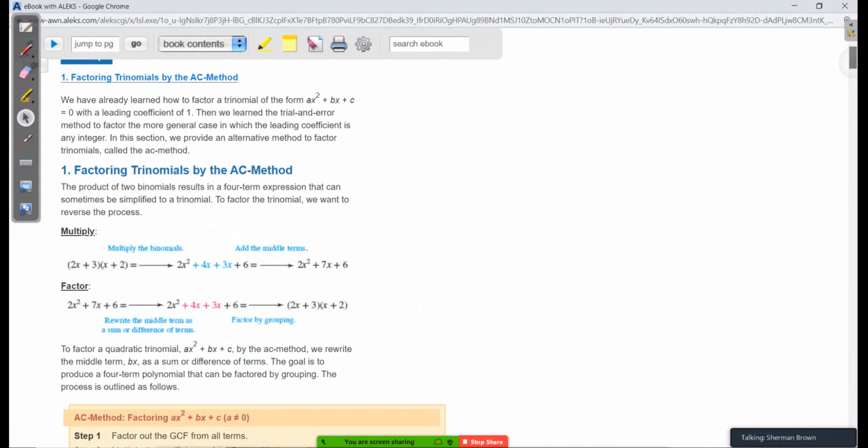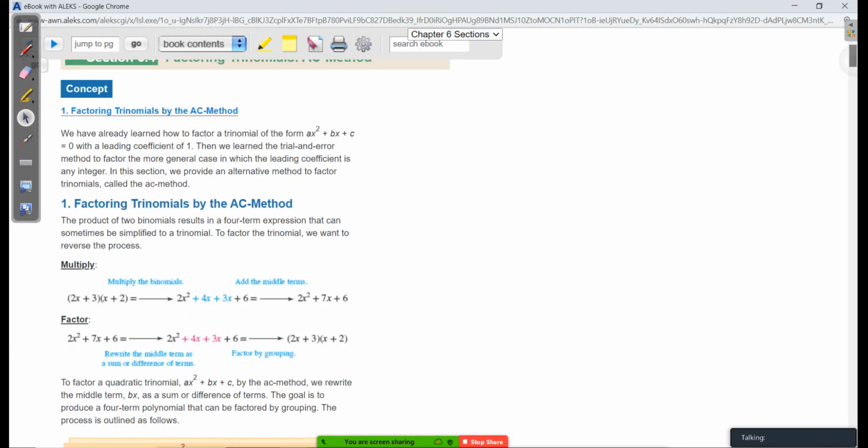All right, so it reads, we've already learned how to factor a trinomial of the form ax squared plus bx plus c equals 0 with a leading coefficient of 1, as I mentioned before, that being a 1 right there for the a. Then we learned the trial and error method. Oh, I know what it is. Okay, so I actually skipped 6.3.